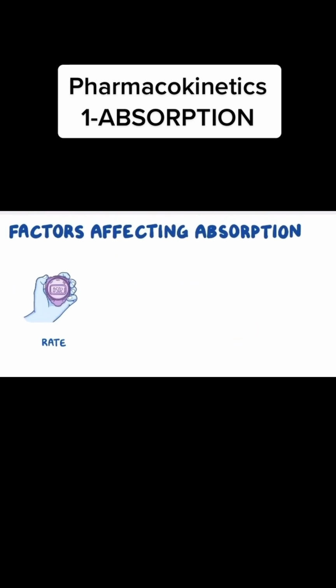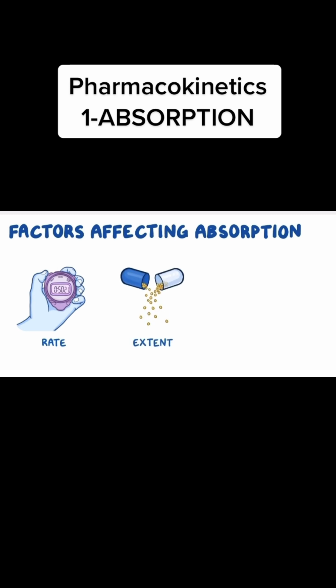Now, the rate of absorption, or how quickly this process occurs, as well as the extent of the absorption, or how much of that medication reaches the bloodstream, can be affected by several factors. One of them is the pH of the environment where the absorption takes place.